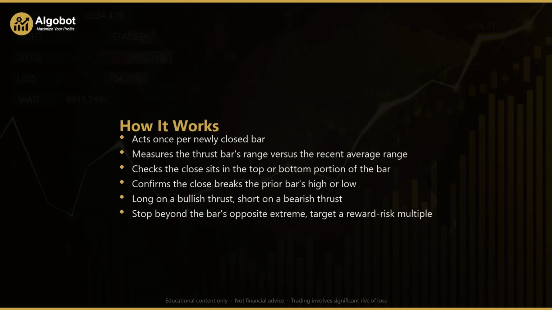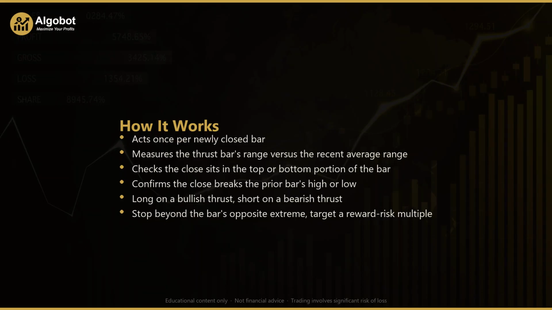Let's walk through the exact logic, step by step. The strategy only does its work once per freshly closed bar. On every tick, it checks whether a new bar has opened, and if not, it simply waits. This means it studies completed candles, not the half-formed bar that is still moving. Once a new bar opens, the expert advisor looks back at the candle that just closed. We'll call that the thrust bar. It also looks at the bar immediately before it, which provides the local structure to break.